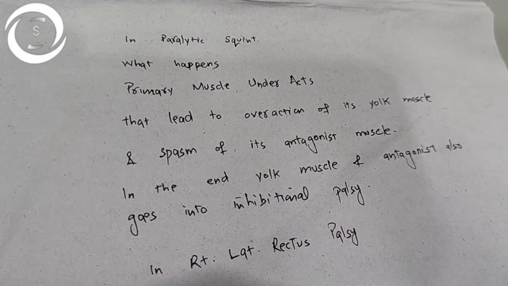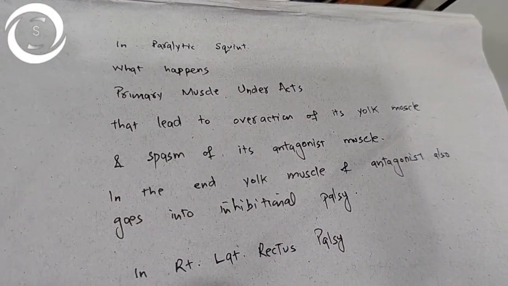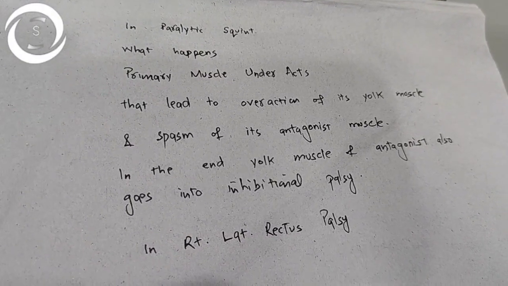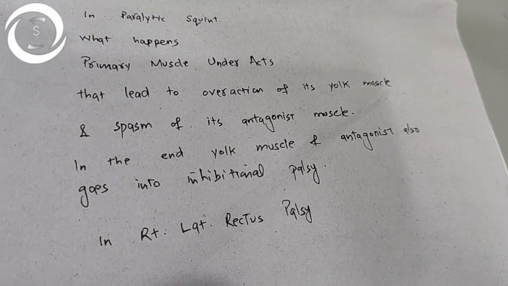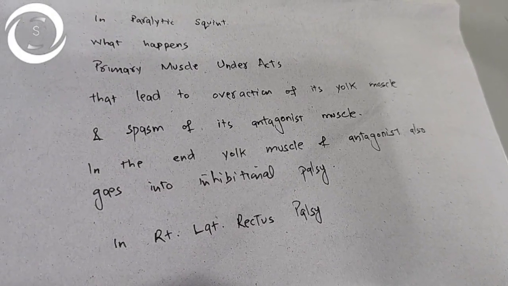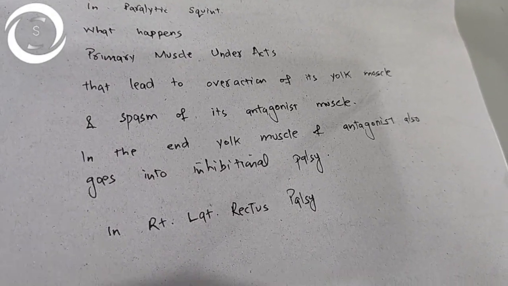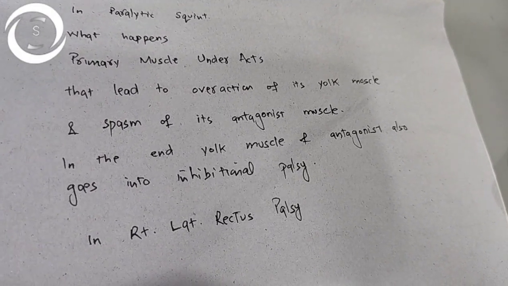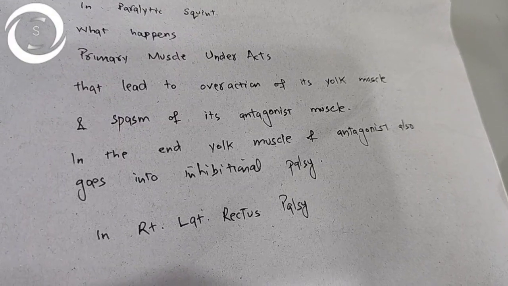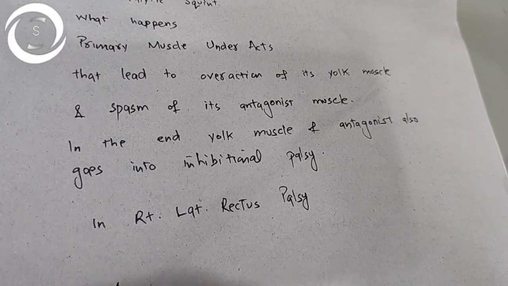Again, in paralytic squint, what happens? The primary muscle underacts, which leads to the overaction of its yoke muscle, which is in the other eye, and the spasm of its antagonist muscle, which is in the same eye. So in the end, the yoke muscle of the antagonist also goes into inhibitional palsy.